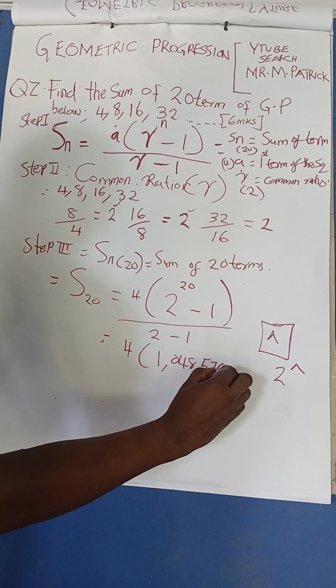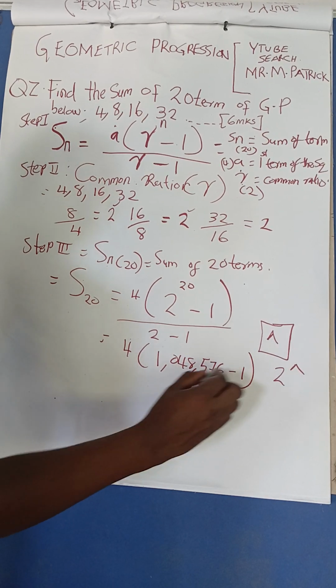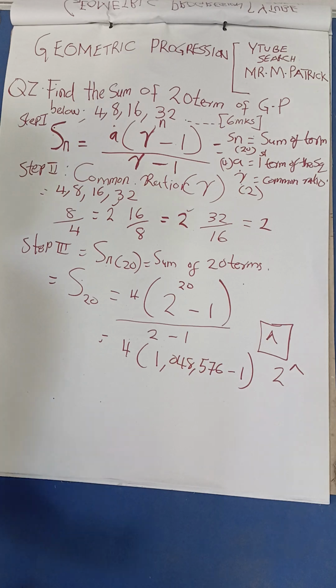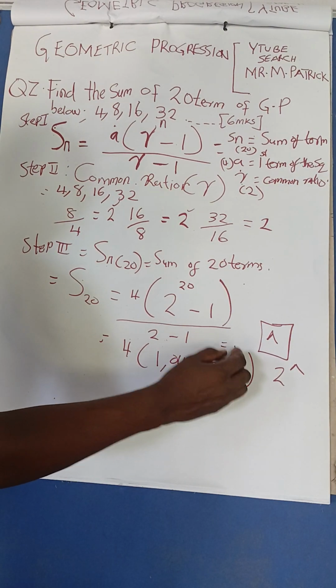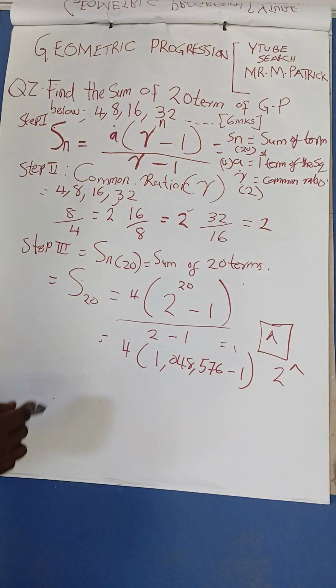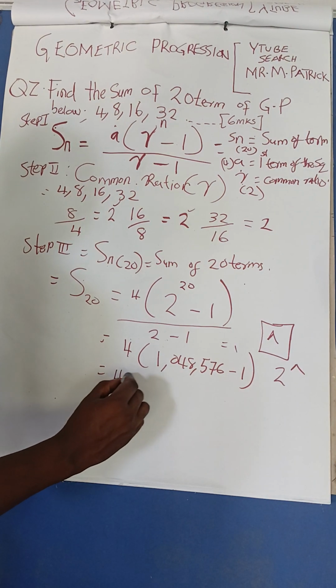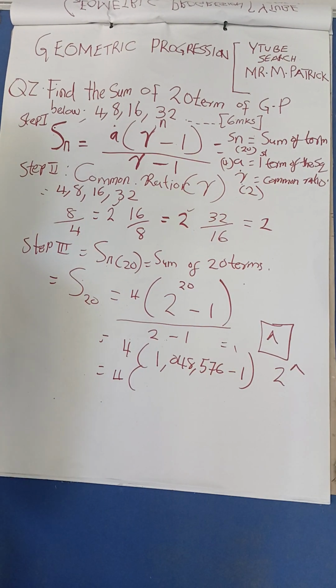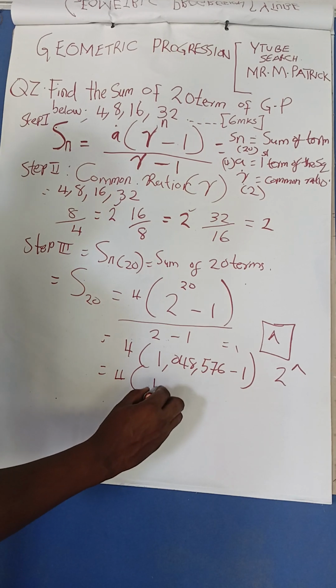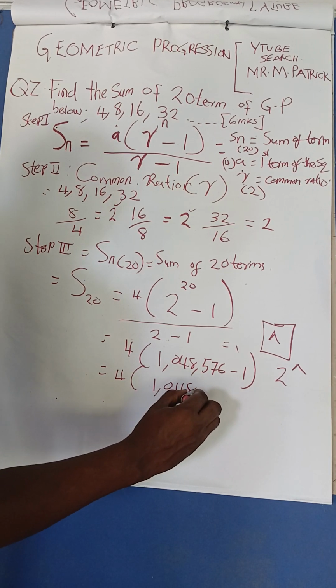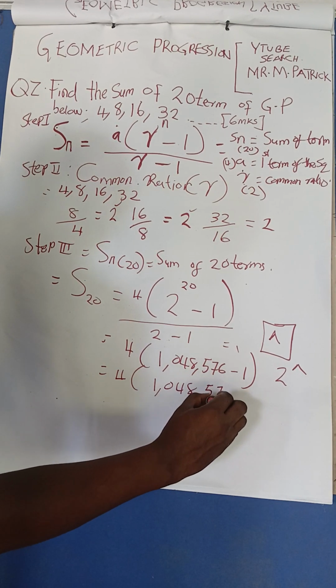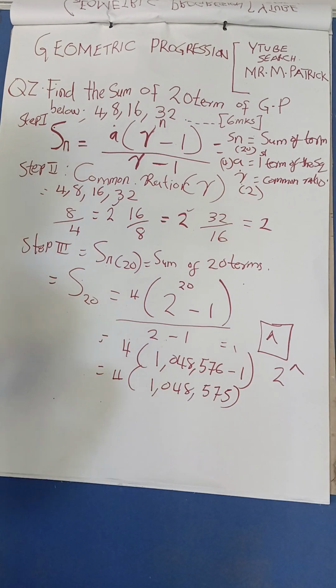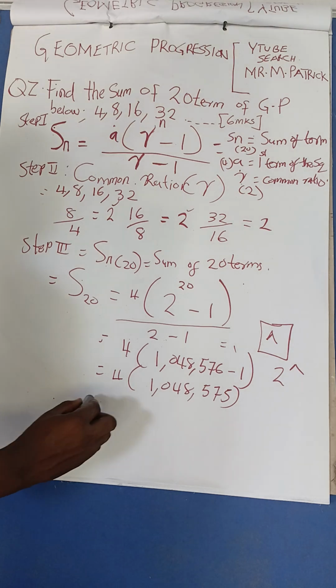So I will have my answer as 1,048,576. But I have to minus 1. Good. 2 minus 1 is 1, so I don't have to proceed. So the denominator part here, the answer will be just 1, so we proceed. So it will be now, in bracket, it will be 4. If you minus here 1, it will be what? It will be 1,048,575. Good. So minus 1, I get that. Then you multiply by 4.